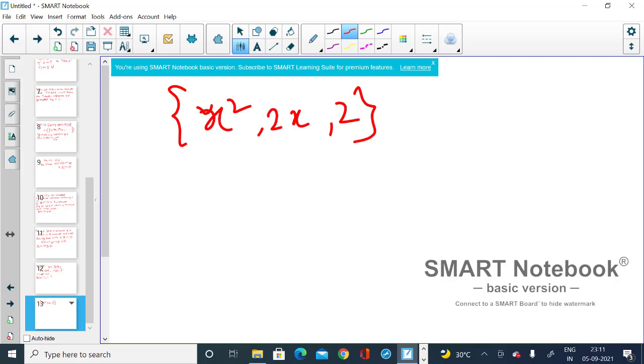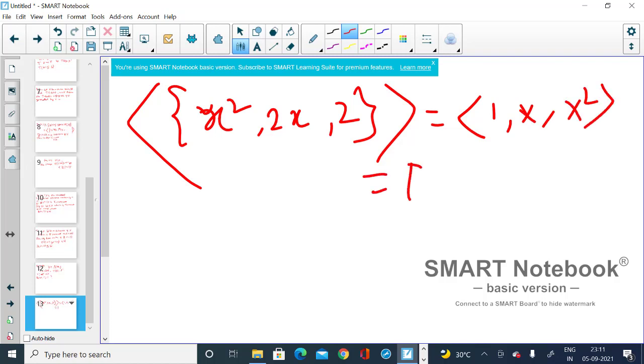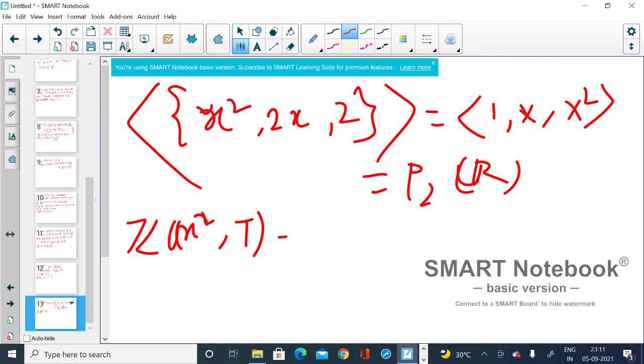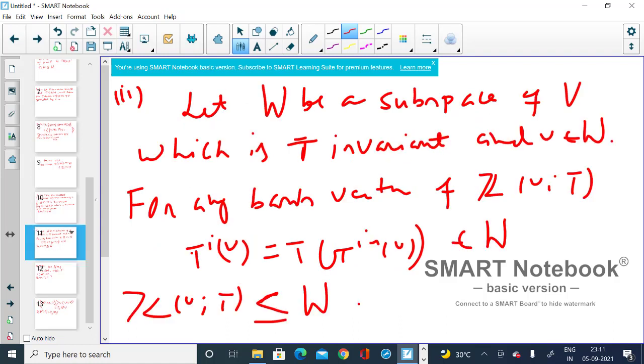So this will be the basis of Z(x square; T), and what is the span of this? The span of this is nothing but the span of 1, x, x square, which is nothing but P2(R). So this set Z(x square; T) in this case is the space of polynomials of degree less than or equal to 2. This is a simple example.